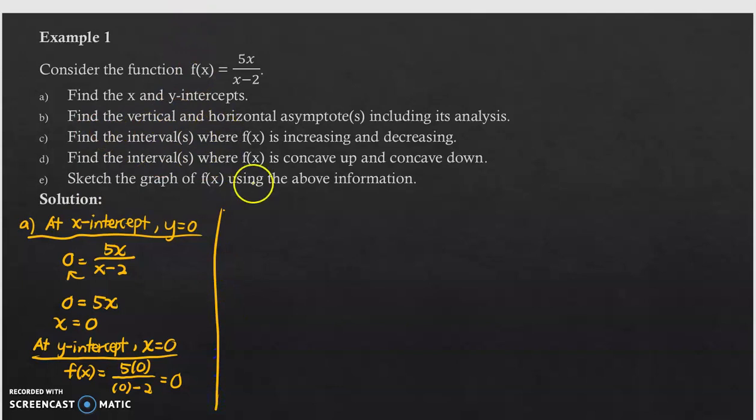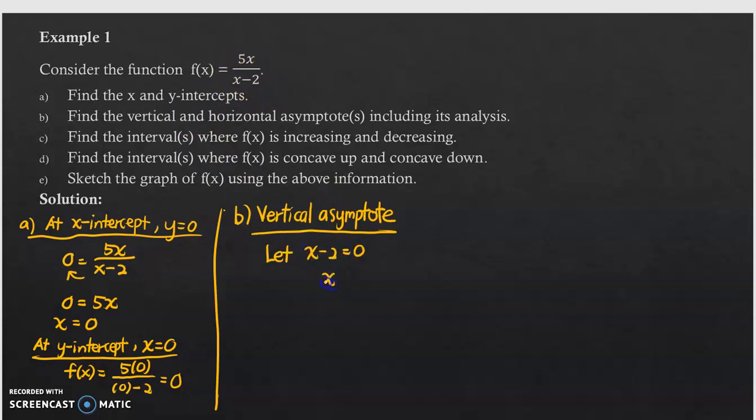Find the vertical and horizontal asymptote. So for vertical asymptote, we will let the denominator, so this is the denominator, equal to 0. So let x minus 2 equal 0. x is 2. So this is our vertical asymptote. Next, we will try to find the analysis.